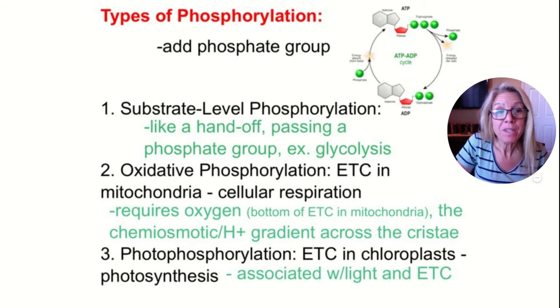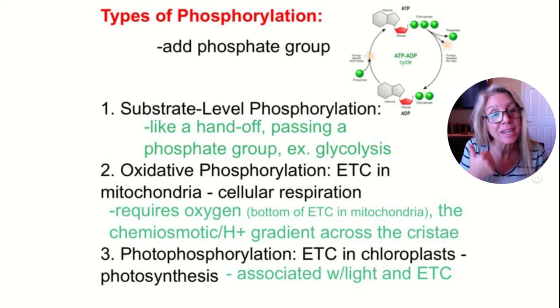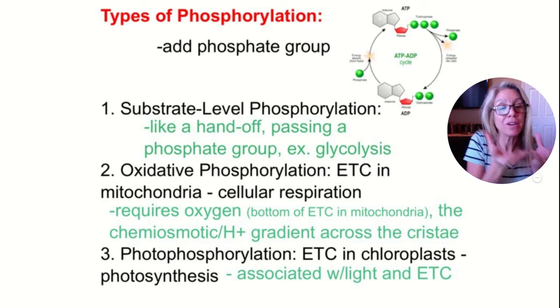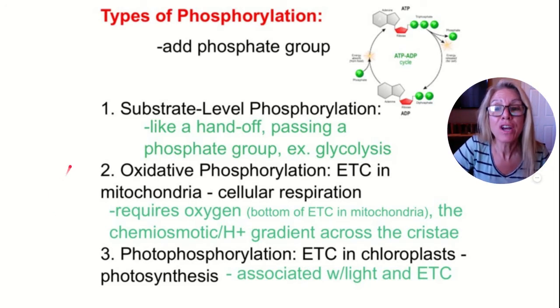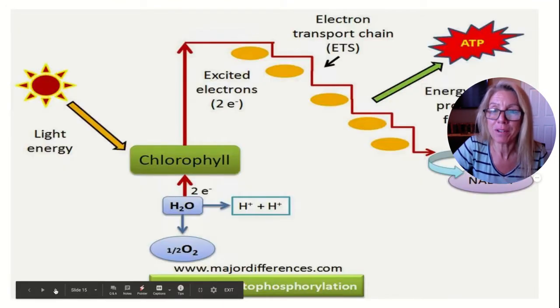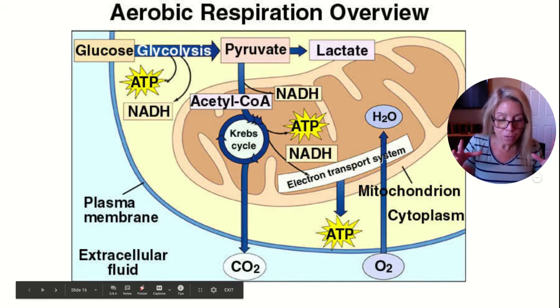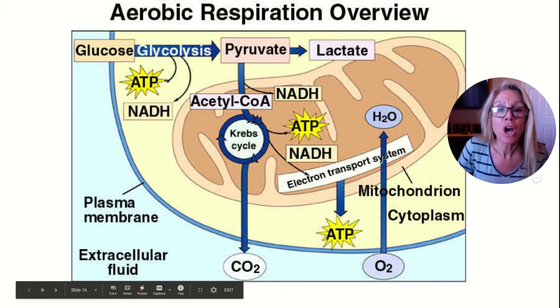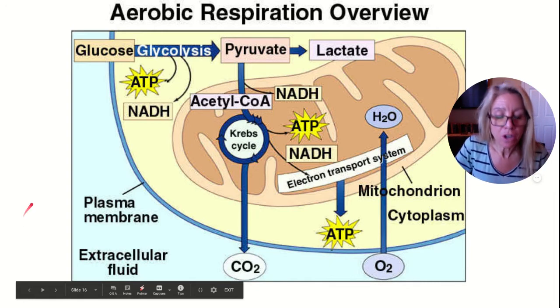All right, so we have talked about the different coenzymes we're going to use, NAD and FAD. These are our mules to carry our electrons, and we've talked about 3 different types of phosphorylation. The first 2 we will be using in the cellular respiration that we're talking about today. The first thing we're going to do is fill in your overview underneath the steps. Aerobic respiration requires oxygen.